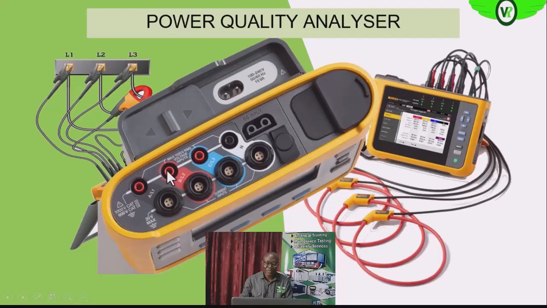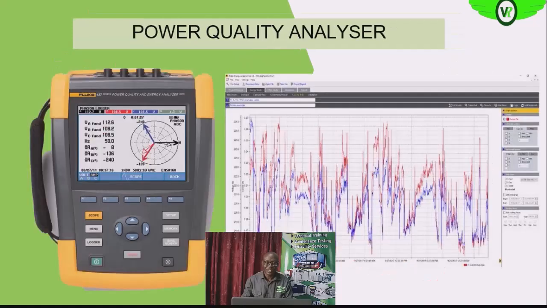Are we getting it? Then the probes that you have here, the potential at the current probe, must take them to line 2. Then here, the potential at the current probe, you take them to line 3. Then here, the potential at the current probe, you take them to the neutral connection. So you can actually set it and leave it for the analyzer to collect information for you over some time. Or you can look at what is happening in the system in real time to know how the system is behaving as you are monitoring it.